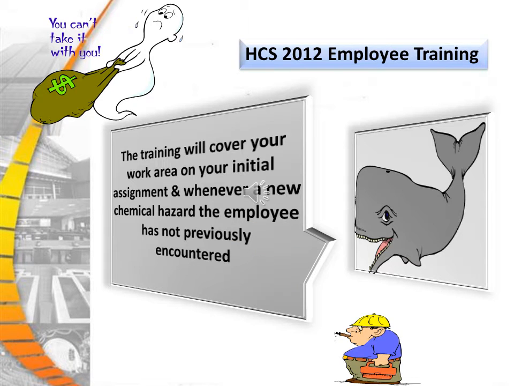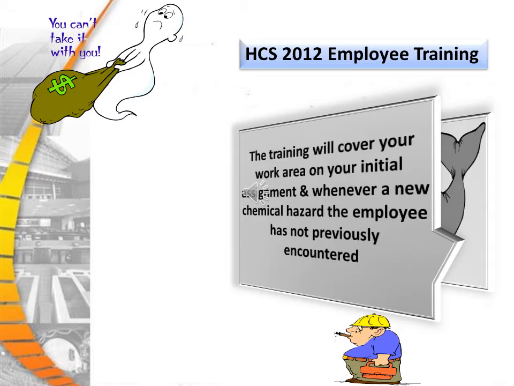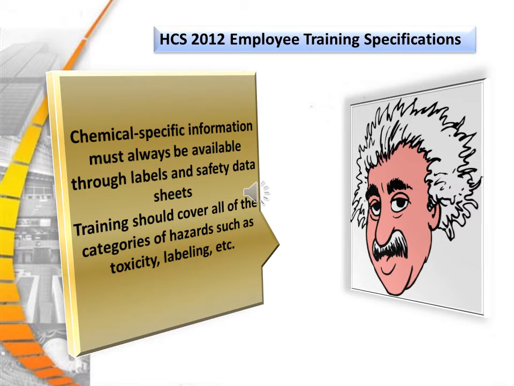This training will cover your work area on your initial assignment and whenever a new chemical hazard is introduced that the employee has not encountered previously. Chemical-specific information must always be available through labels and safety data sheets. Training should cover all categories of hazards, covering areas of toxicity, labeling, etc.